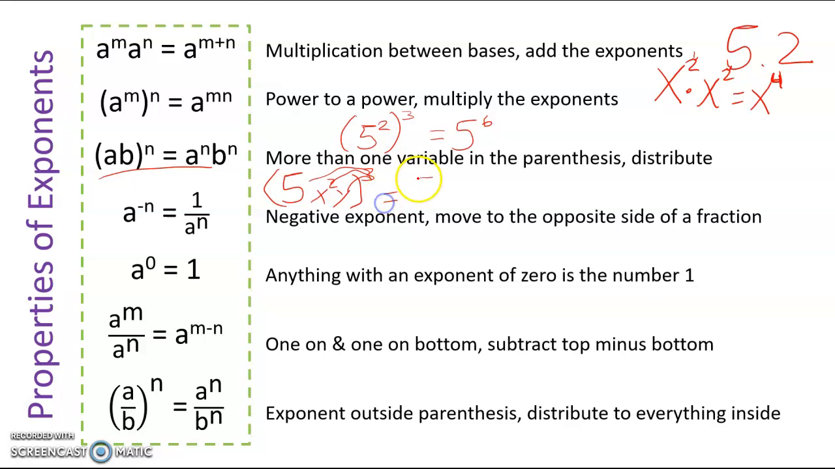So if we do that, we're going to get 5 to the 3rd power, and then we do x. Again, power to a power, we're going to multiply these numbers, so it's x to the 2nd times 3, which is just going to be x to the 6th, and then this is y to the 1st power, so y to the 1 times 3 just gets you y to the 3rd power, all right? So that's basically that right there. Again, with more than one variable in the parentheses, distribute it to every single term.